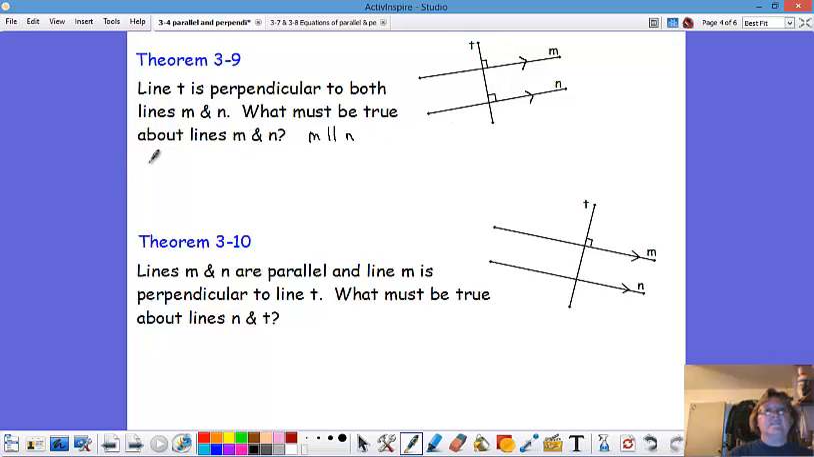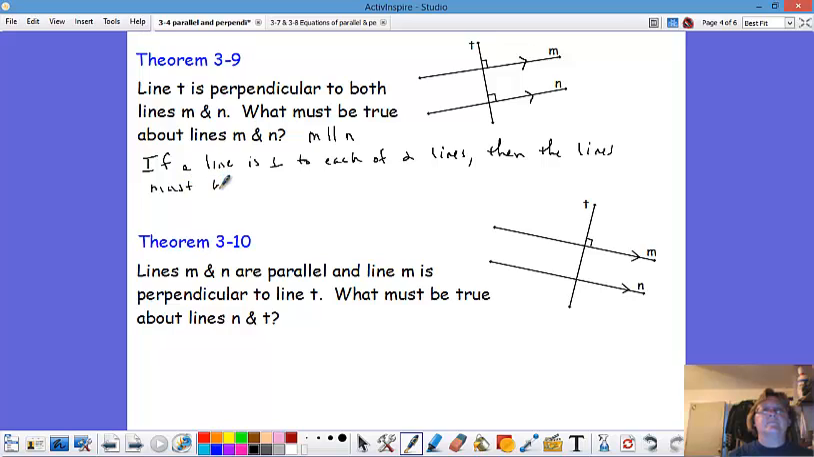So the statement of the theorem says if a line is perpendicular to each of two lines, then the lines must be parallel. So here we started with perpendicular and got parallel. Now we're going to start with parallel and get perpendicular.